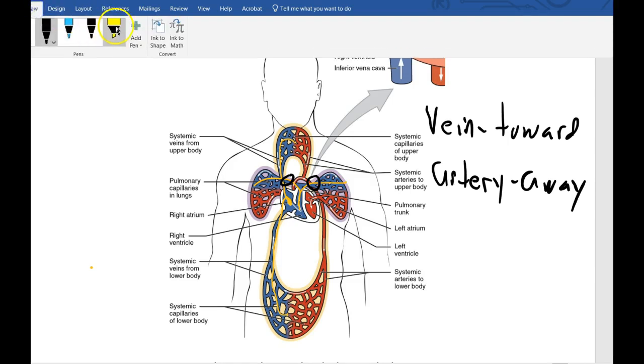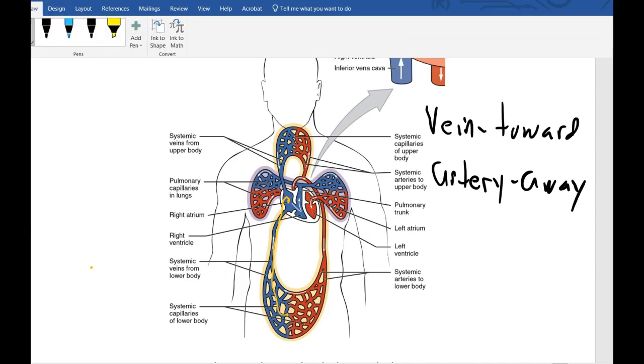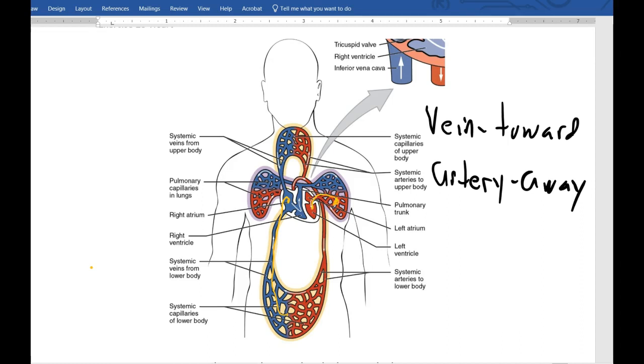Then I might want to just erase a little bit in here, will it let me? There we go. So now our blood is in the lungs, and it's getting oxygenated. Now it's going to be sent from the lungs back to the left side of the heart. So it's going towards the heart. Now it's in a vein, but it's oxygenated. So right here, your pulmonary veins are all going to be red.